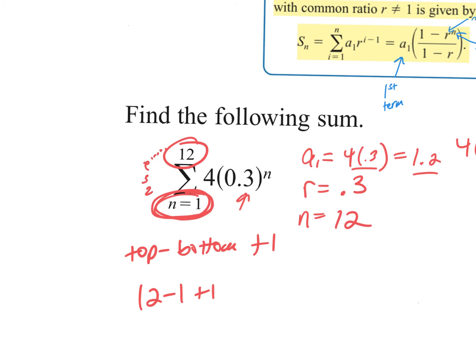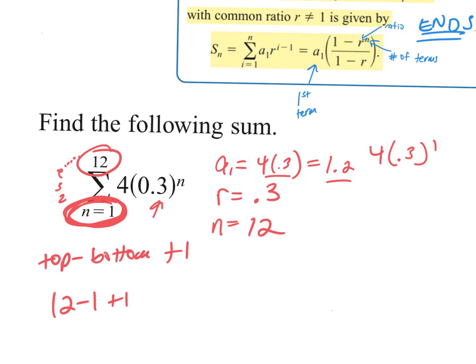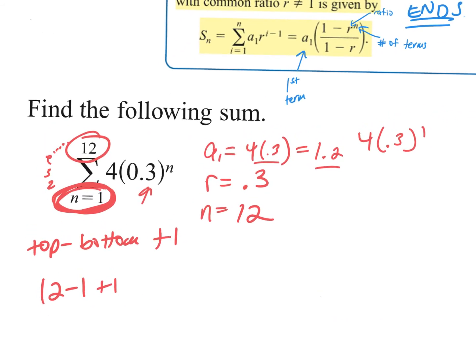So in order to find the number of terms, you take the top minus the bottom and add 1. That'll work every time. Your common ratio is the thing with the exponent. And then your first term, just plug in whatever this bottom number is to find the first term. So as we go through and use this formula, I'm finding the sum of the first 12 of this geometric. So I look and I say, okay, it's a sub 1, my first term. So I have 1.2. You can use 4 times 0.3 if you want to. And that's going to be multiplied.